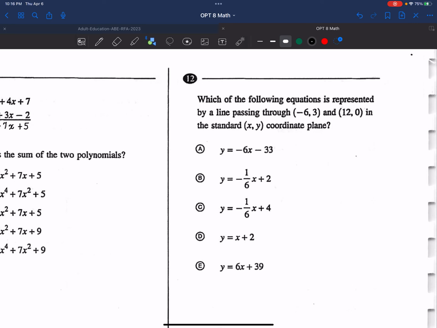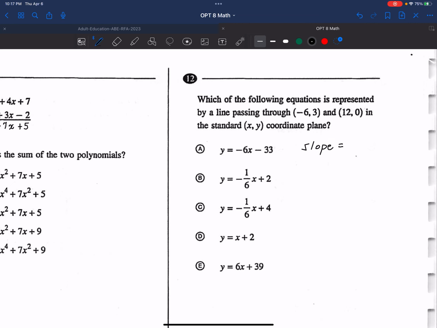Number 12. Which of the following equations is represented by a line passing through those points in the standard XY coordinate plane? Well, to do this one, I need to know slope. So I'm going to need the slope formula. And I'm also going to need the point slope formula in just a minute.